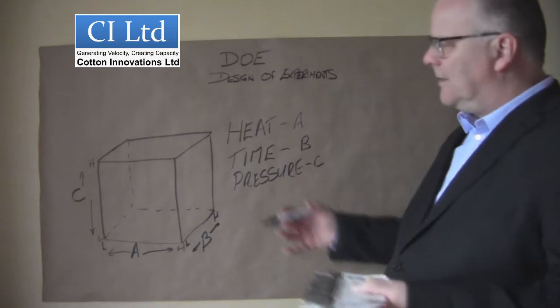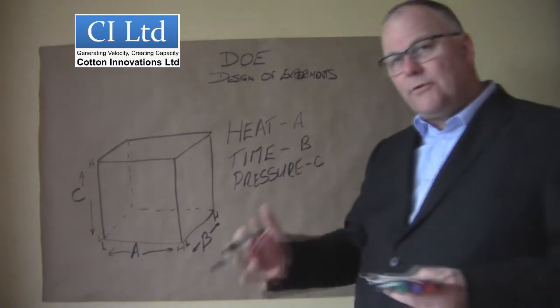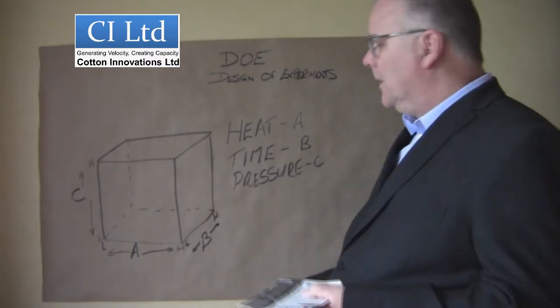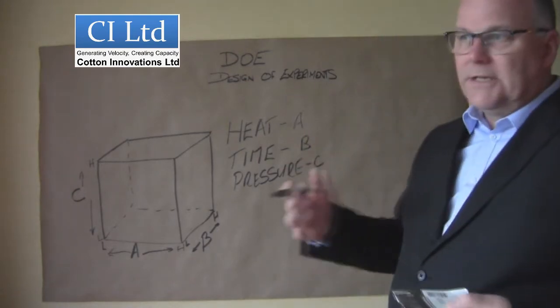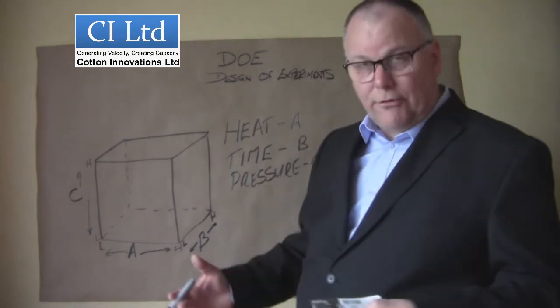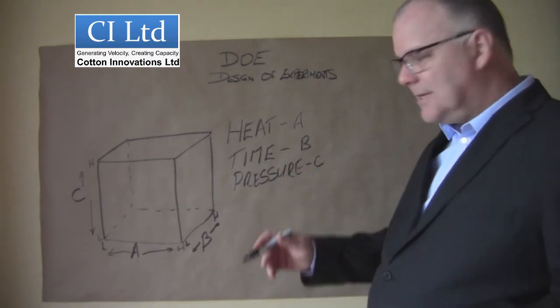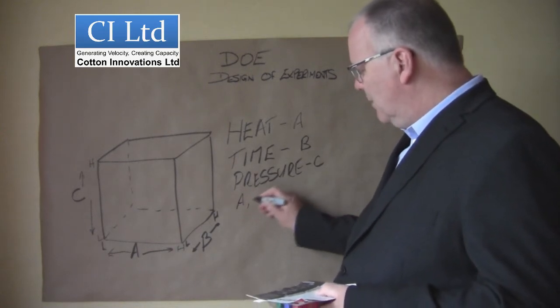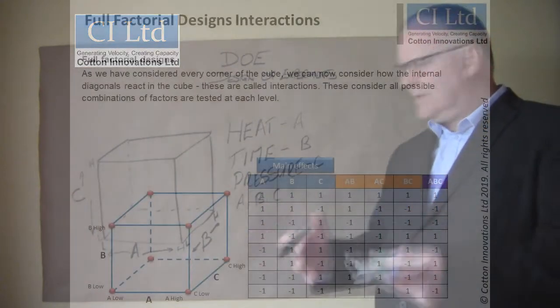Now, because of the way design of experiments works, we have 3 factors, we have 2 levels of experiment. That gives us 8 corners on the cube, and it works to the power. So 2 raised to the power of 3 gives us 8. So 3 factors gives us 8 experiments. 8 experiments means that we can look at A, we can look at B, and we can look at C. 3 factors, how do they interact?